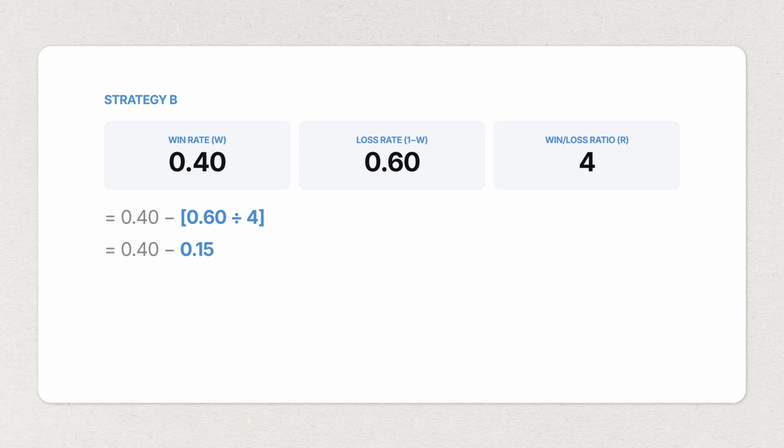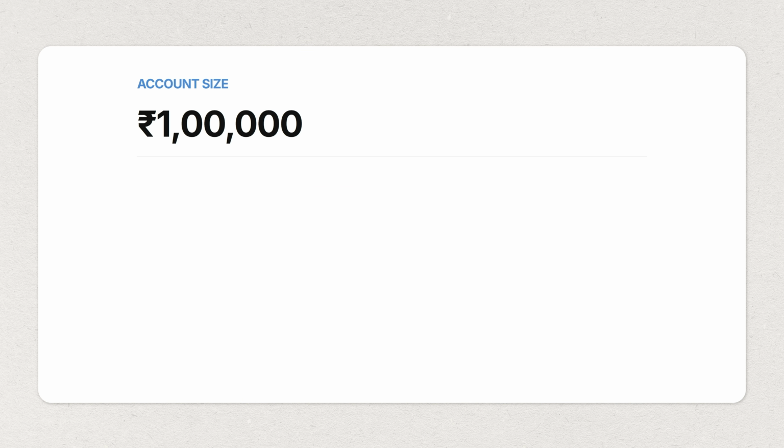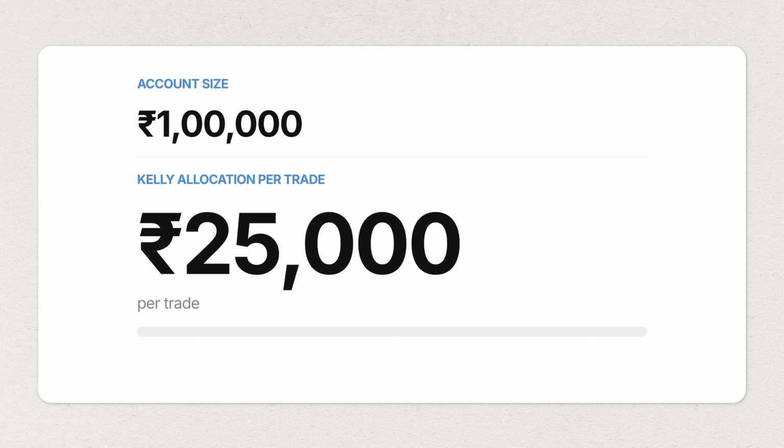For strategy B, the win rate is 40%, that is 0.4. Loss rate is 0.6. The win-loss ratio is 4. So 0.4 minus 0.6 divided by 4, that's 0.4 minus 0.15, and that brings us to a Kelly percentage of 25%. On a 1 lakh account, that's 25,000 rupees per trade.